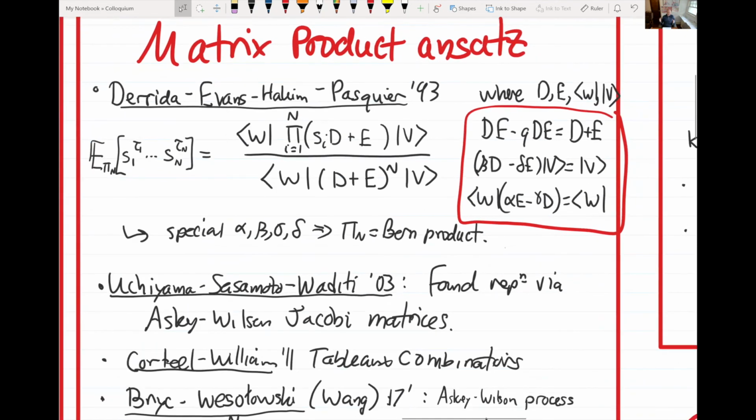So you find operators, matrices, maybe infinite dimensional matrices, that satisfy this quadratic algebra, this almost commutation relation algebra, with these eigenrelations with some vectors v and w at the boundaries. And if such a thing exists, or well, you can just define it, you use it to compute numbers, and these numbers will give you the invariant measure.